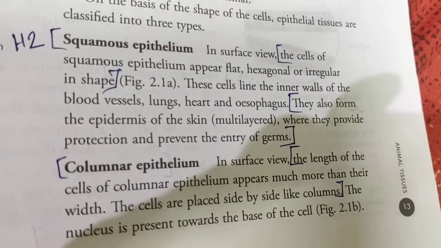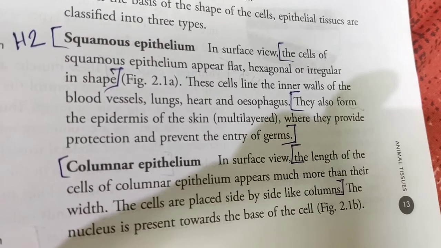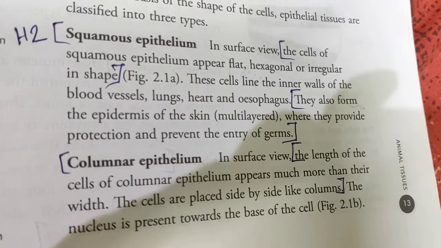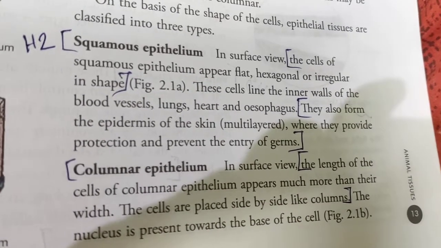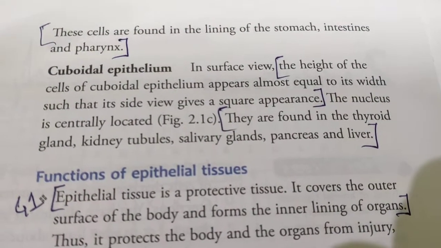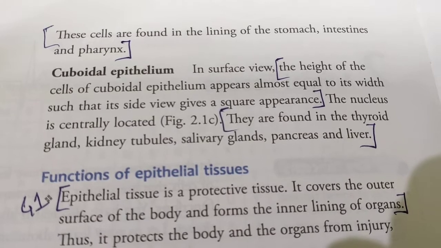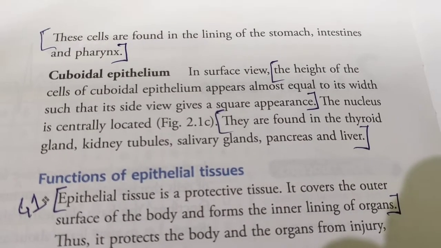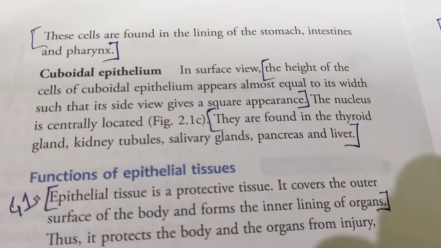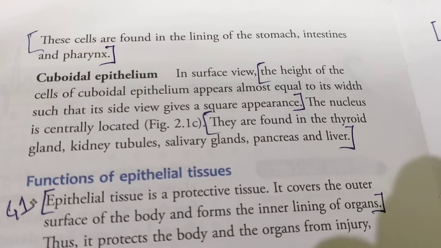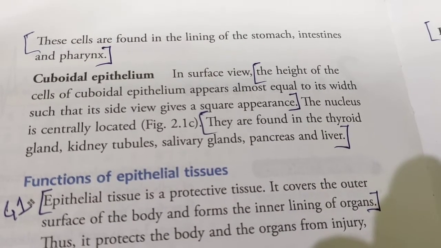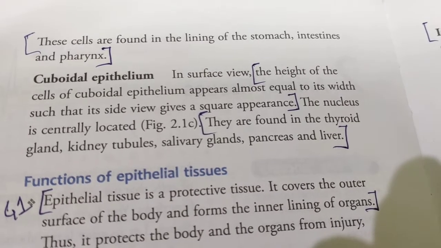Clear? Columnar epithelium. The length of the cells of columnar epithelium appears much more than their width. The cells are placed side by side like columns. Come to the next page, page number 14. These cells are found in the lining of the stomach, intestines and pharynx. Cuboidal epithelium. The height of the cells appears almost equal to its width, such that its side view gives a square appearance. They are found in the thyroid gland, kidney tubules, salivary glands, pancreas and liver. Okay?